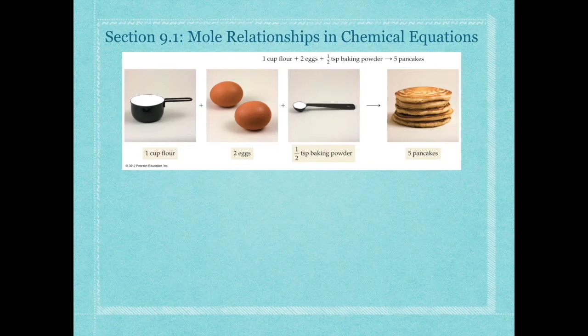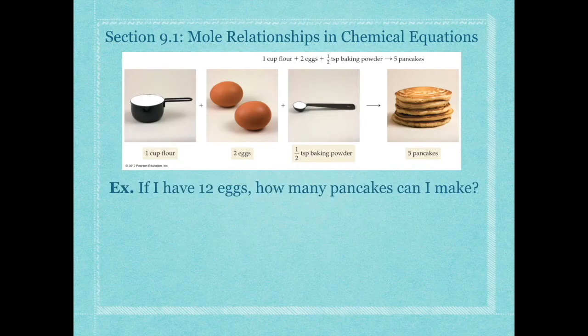while the one on the right is your product. So if I tell you I have 12 eggs and I ask how many pancakes can I make, if we do the proper setup, which I'm asking you to do even though it's an everyday example, I would start off with my given, which is 12 eggs, and then I'm going to convert into pancakes. So I'm going to put eggs on bottom, pancakes up top.